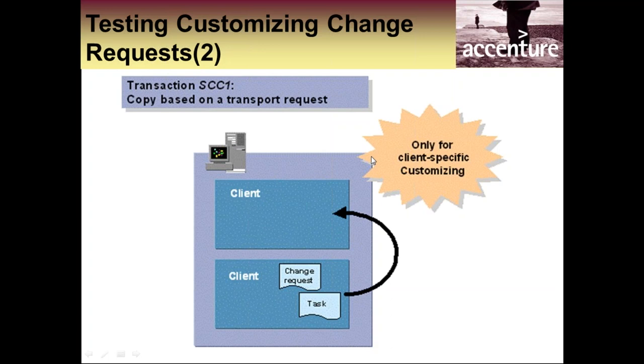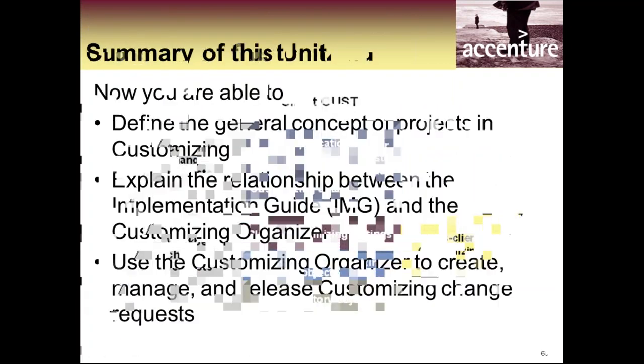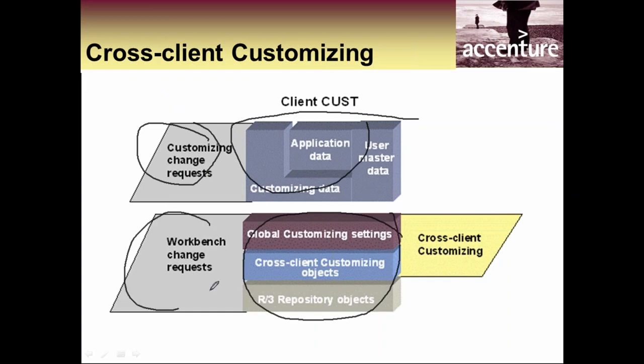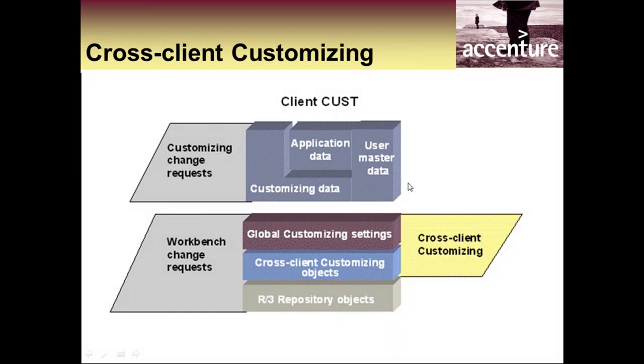So next one. Everything is theory, theory points only. Again, a client can have two types of changes. When you get a workbench request or a customizing request, all of these are client-specific data. When you change any client-specific data, you get a customizing request. These are all cross-client data. When you change any cross-client data, you get a workbench request. Okay. So the transaction codes are SE01 and SE10.